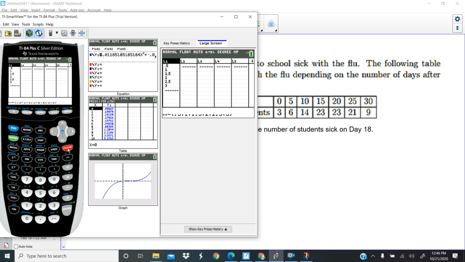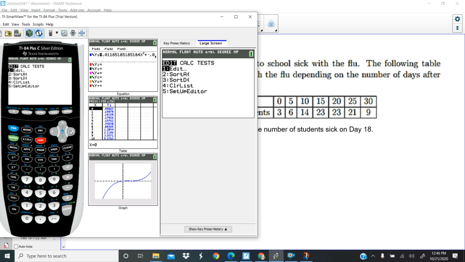And I'll do the same thing for L1, and then I want to enter this data that's given. So I have 0, 5, 10, 15, 20, 25, and 30 days is what's listed. And I want to go over to L2 and enter the number of people who are sick. So we have 3, 6, 14, 23, 23 again, 21, and 9. And now I want to calculate a quadratic regression model. So I'm going to go to Stat, over to Calc. This time I want Quad Reg, number 5. And I'm going to press Enter on that.